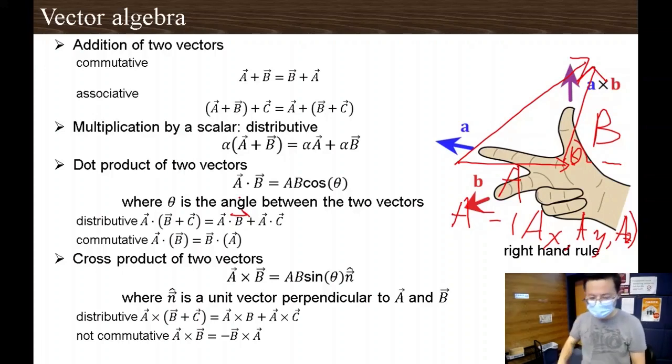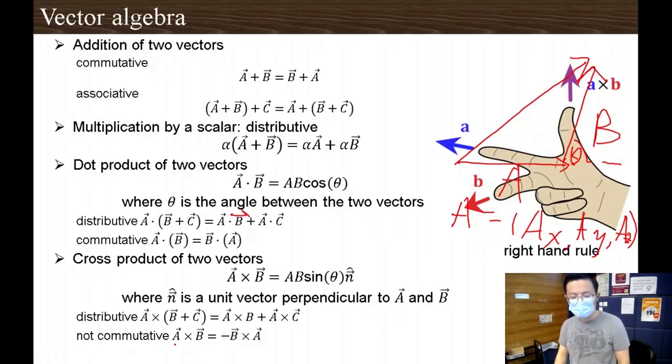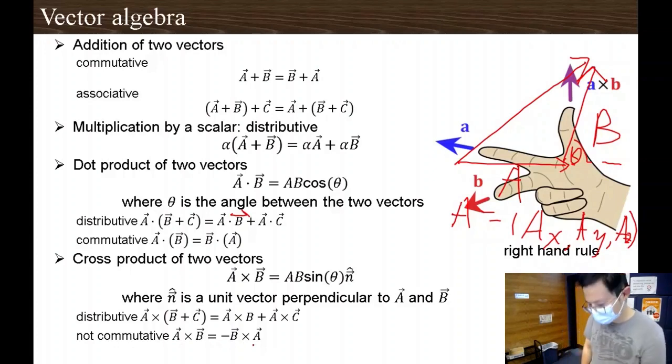And really, if you get this, then this is what defines the n unit vector. Say that if you do it the reverse way, you actually get a minus sign. So remember that this cross product is not commutative at all. A cross B is actually equal to negative B cross A. And so be careful with this.